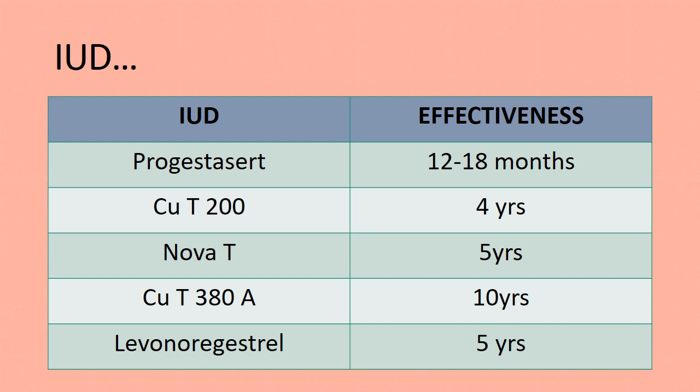Progestasert is one of the intrauterine devices, effective for 12 to 18 months. Copper T 200 lasts 4 years, Nova T lasts 5 years, Copper T 380A lasts 10 years, and levonorgestrel lasts 5 years. The duration is higher than the other methods of contraceptives.